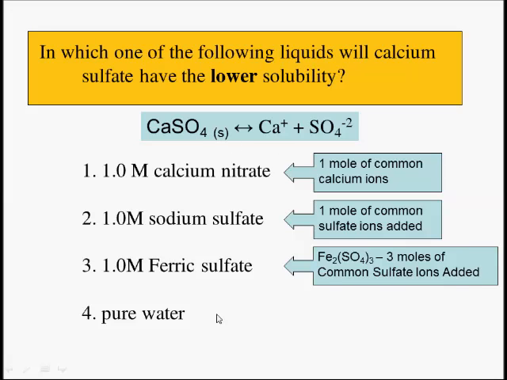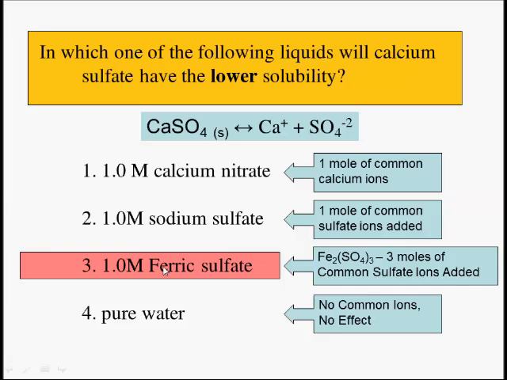and so that means a lot less of it will dissolve. So pure water, there's no common ions there. So the most calcium sulfate will dissolve in pure water. There'll be a little less that can dissolve in number 1 and number 2, but number 3 was the answer to the question. The least calcium sulfate, only a little bit of it, will dissolve in the ferric sulfate because it has much more of the common ion.